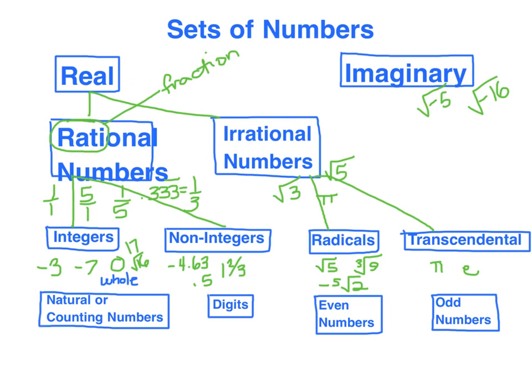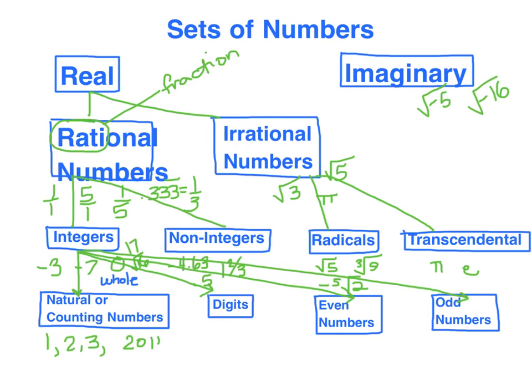And the last thing we're going to do is just break integers up. Integers break up into natural or counting numbers, digits, even numbers, and odd numbers. Natural or counting numbers are anything that I count. As a baby, did we start with 0? No, 0 is not considered a natural or a counting number. We started with 1, 2, 3, etc. So 2014 would be a counting number.